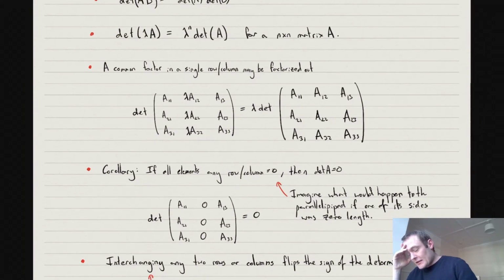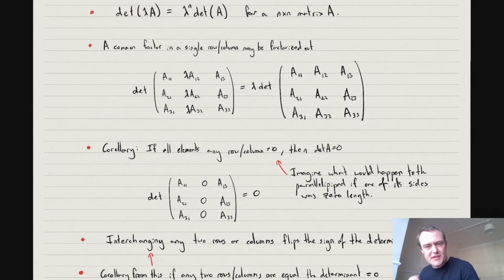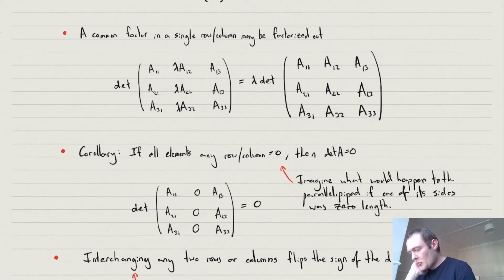Now, there's a nice little corollary to this. A corollary, if you didn't know, is just a small result that follows a more general result. But we can imagine what would happen if we put lambda equals 0 here. Now, that would make the right-hand side vanish. And so if we have a matrix where all of the elements of any row or column vanish, then the determinant vanishes.